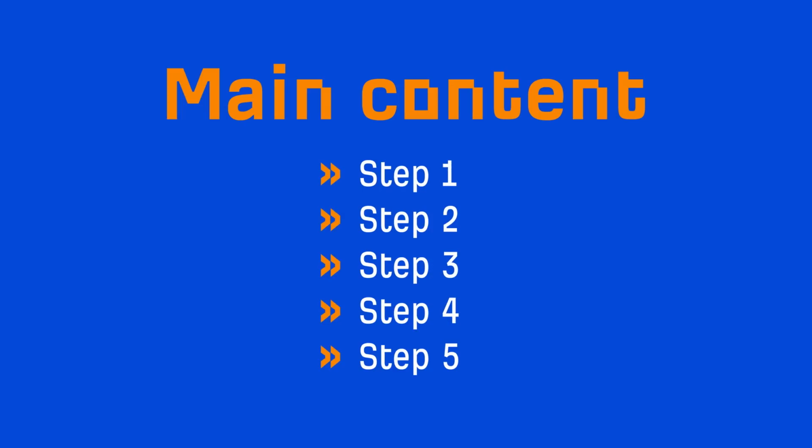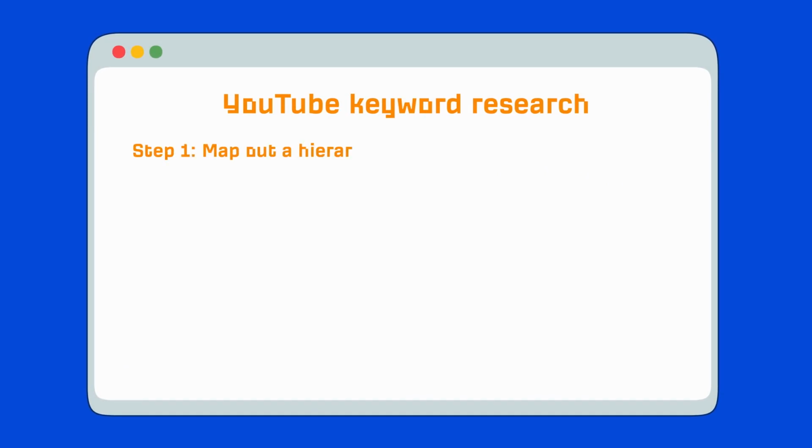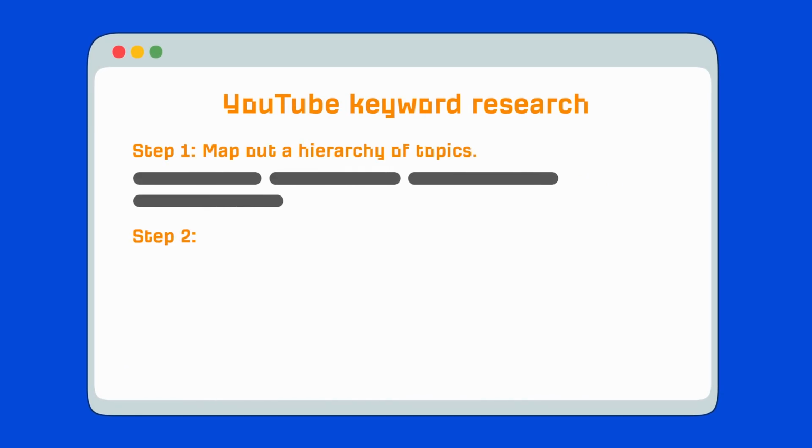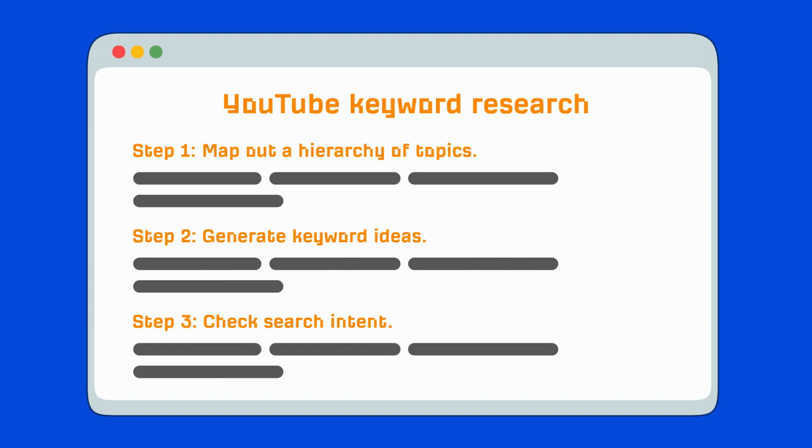step-by-step instructions. And because step-by-step guides have a logical sequence of instructions, you can use your H2s as the main steps. For example, our post on YouTube keyword research might have H2s like Step 1, map out a hierarchy of topics. Step 2, generate keyword ideas. Step 3, check search intent, and so on and so forth.